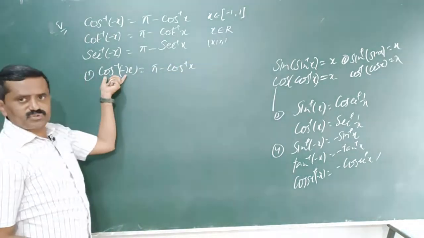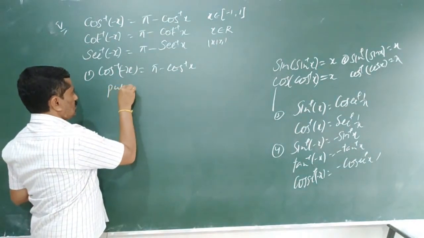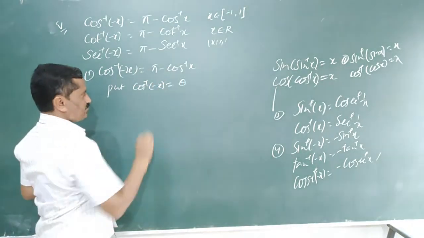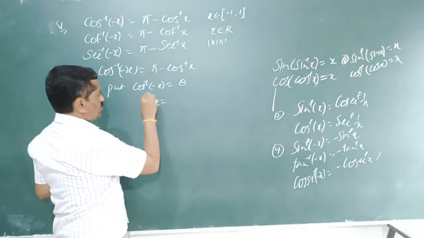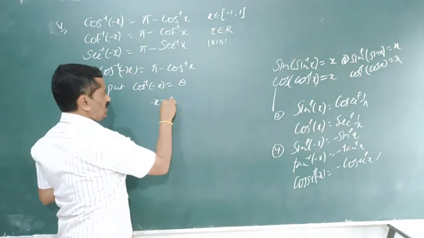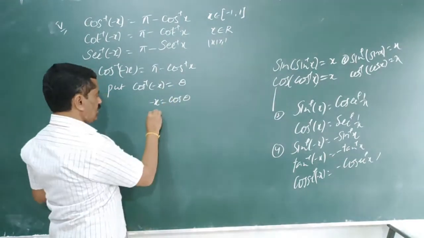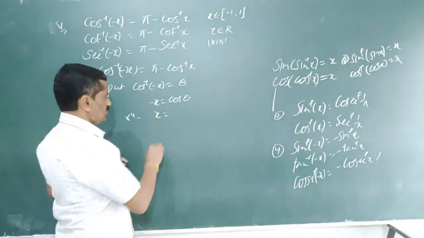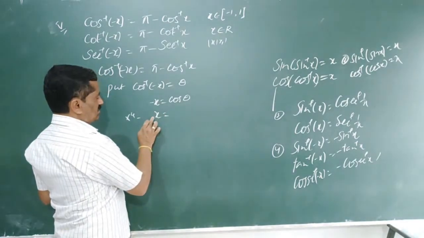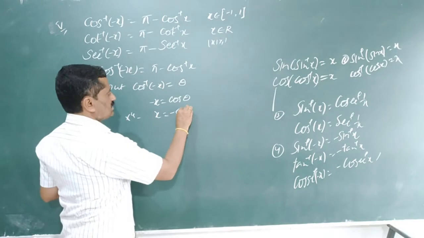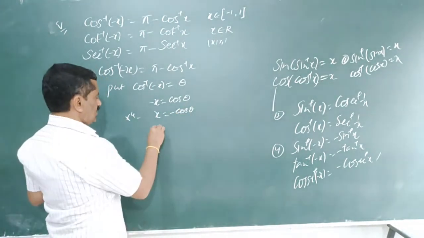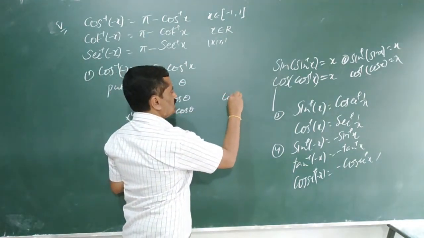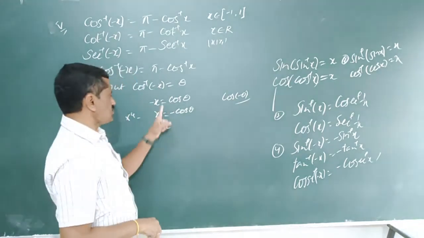Here go for substitution, that is put cos inverse of minus x is equal to theta. Therefore minus x is equal to cos theta, bringing this term to the RHS. Again, multiply by minus on both sides, so minus into minus is plus, x is equal to minus cos theta. Here remember you can't write the minus cos theta as cos of minus theta. Here the minus is absorbed, it becomes plus only.